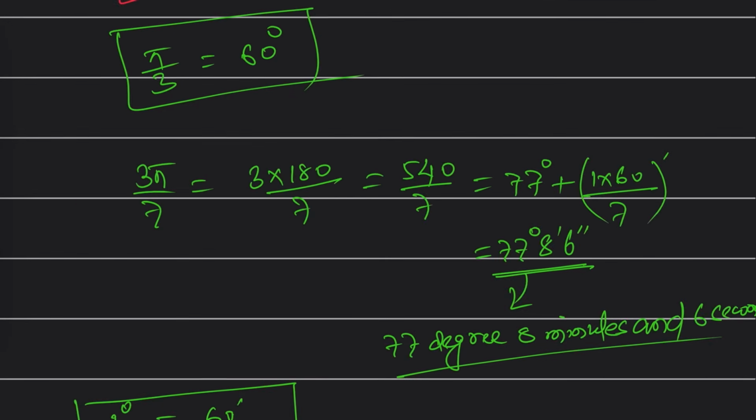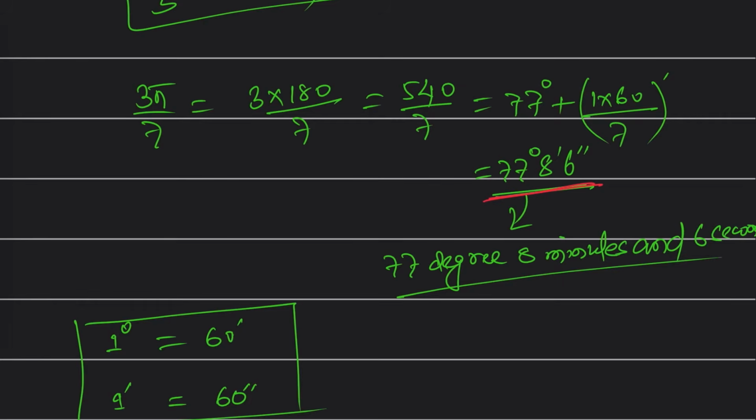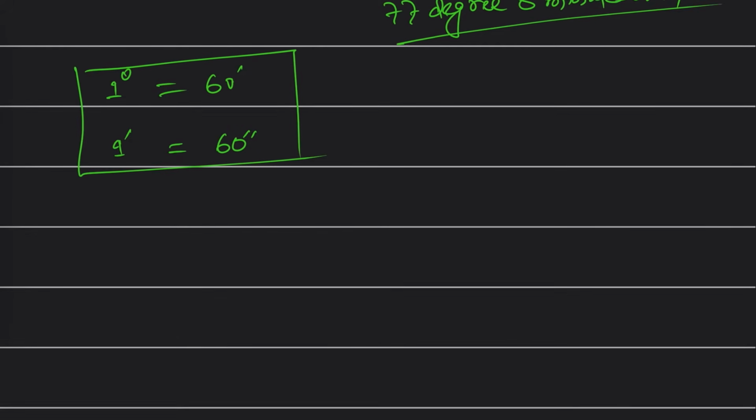Okay, so sometimes you will get this type of answer also, so you should be prepared for this, how to convert from degree to radian, radian to degree, and degree to minute, and minute to seconds. How? Got it? Hope it is clear, right?